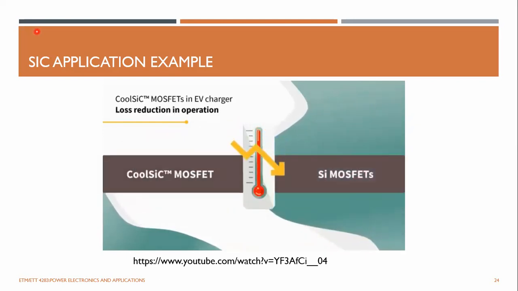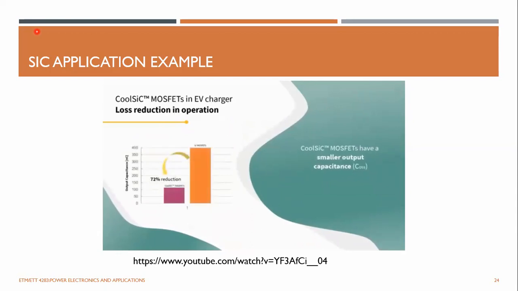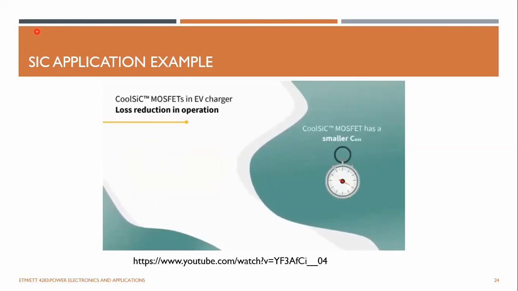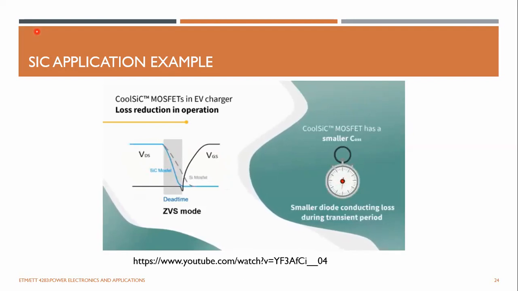CoolSiC MOSFETs are less temperature dependent than silicon MOSFETs. Even with the same drain-source on-resistance, the conduction loss will decrease due to the reduced voltage drop at working temperature. The 1200-volt CoolSiC MOSFET also has a smaller output capacitance, Coss. This means less discharge time is needed during the transient period when the current changes from the MOSFET to the diode. Therefore, we can set a smaller dead time to get a smaller diode conduction loss during the transient period. So, by using 1200-volt CoolSiC MOSFETs, we definitely achieve a loss reduction.